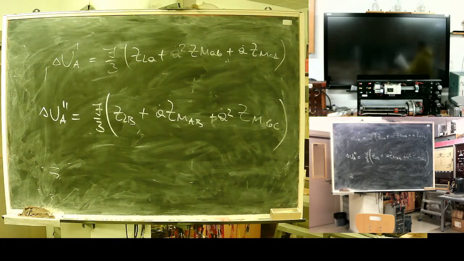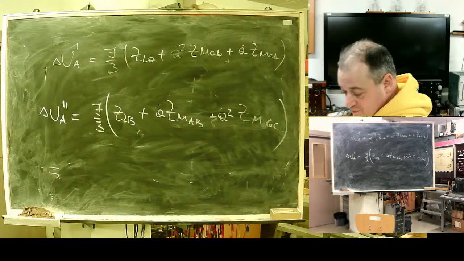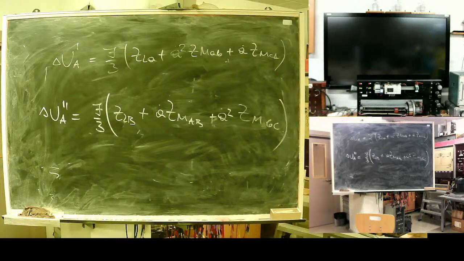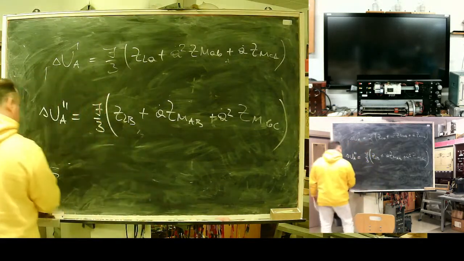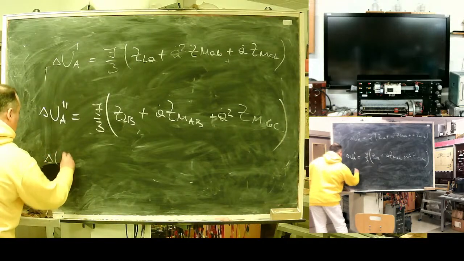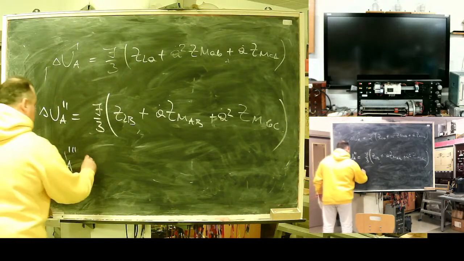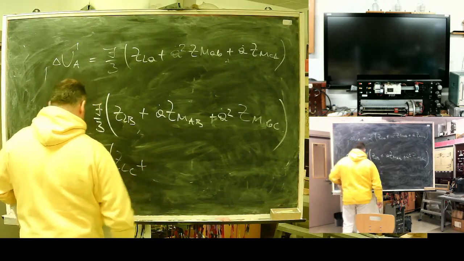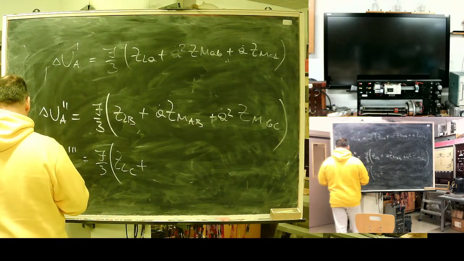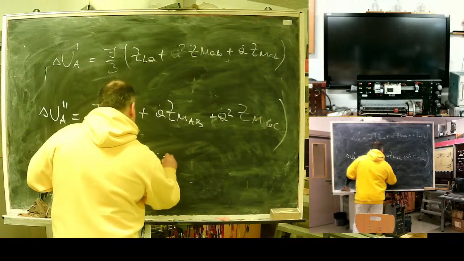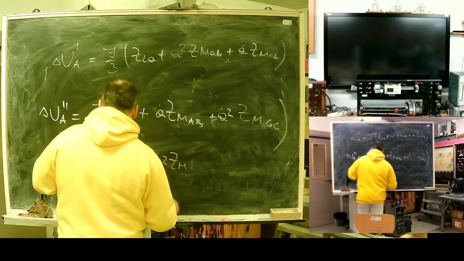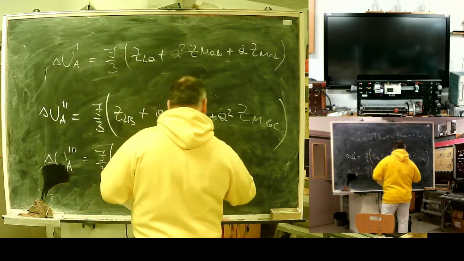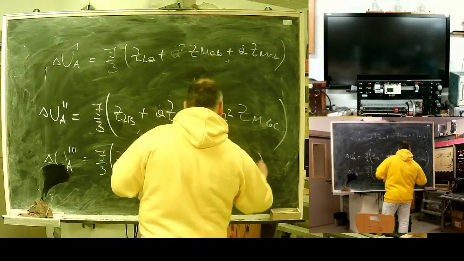And number 3, the last one, delta UA3, will be the same: ZLC plus A squared Z mutual CA plus A ZLBC.